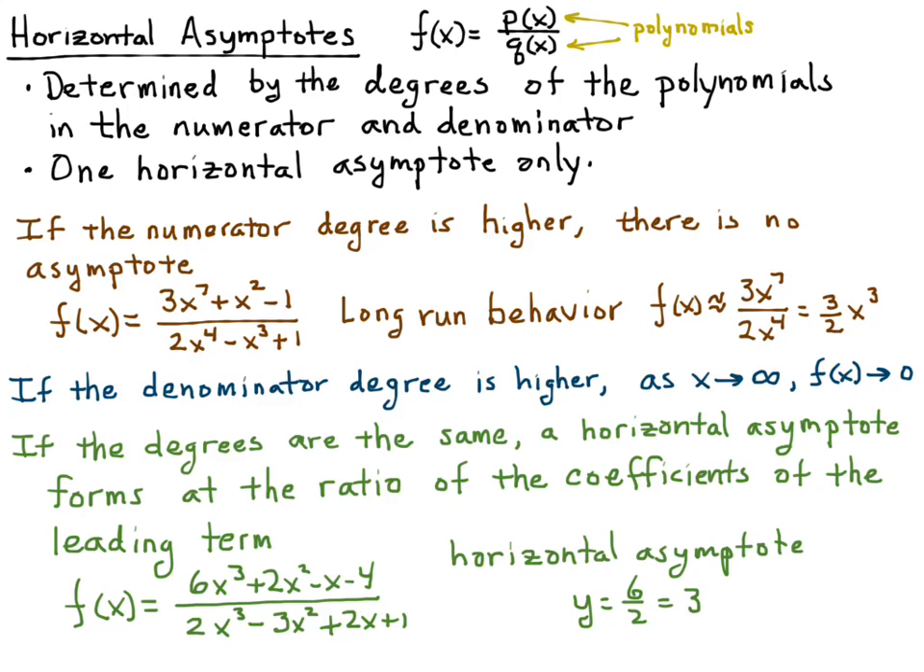So those are the three possible cases. Either a higher degree in the numerator, which means no asymptote; a lower degree in the numerator, which means that either you can look at it as the asymptote being 0, or the function will go to 0 in the long run; or when they're equal, it's going to be the ratio of the coefficients.